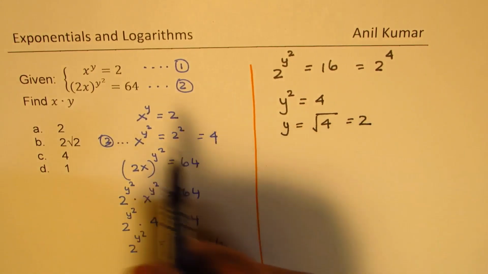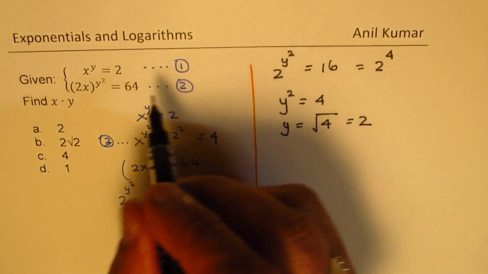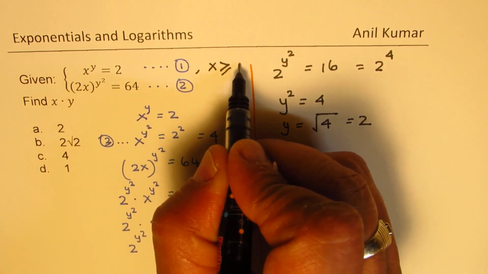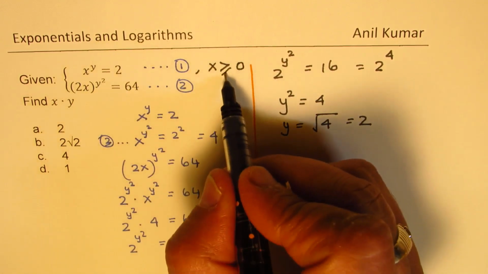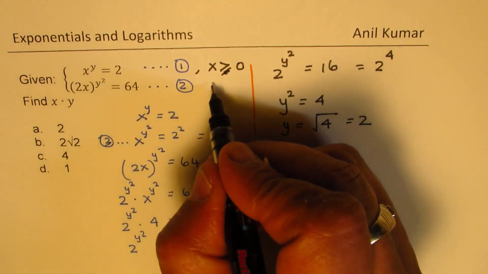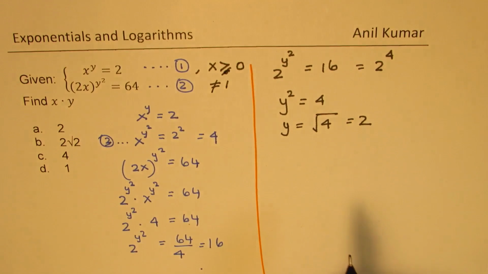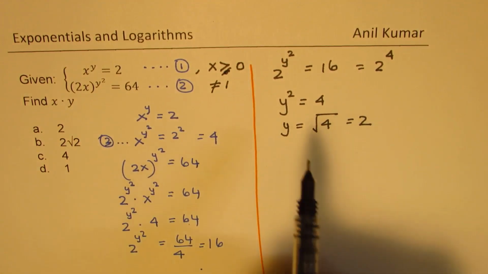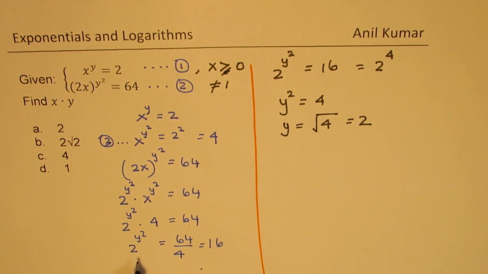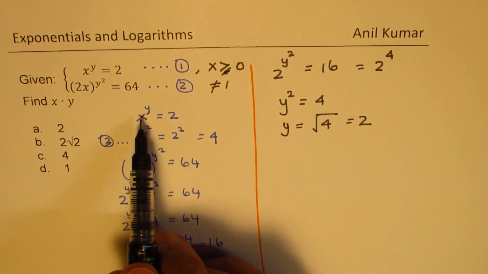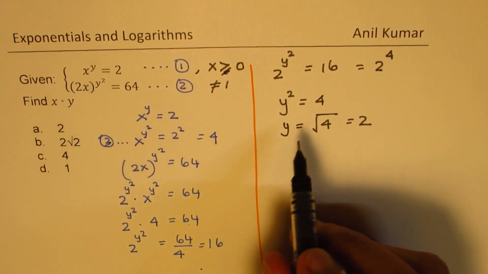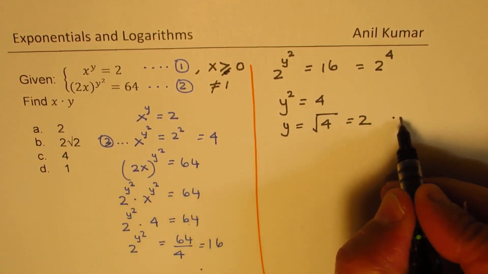Now since these are exponential equations, we will take x as greater than or equal to 0, right? So the base should be greater than 0 and not equal to 1, correct? That is the restriction. Anyways, we'll take the positive value of 2 here. Now, we know x to the power of y is 2, right? So that is given to us, so we get the y value.